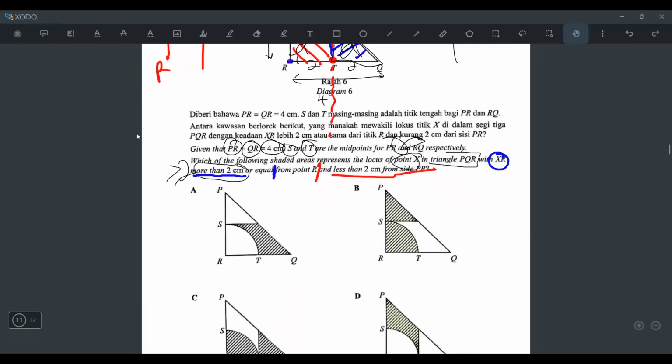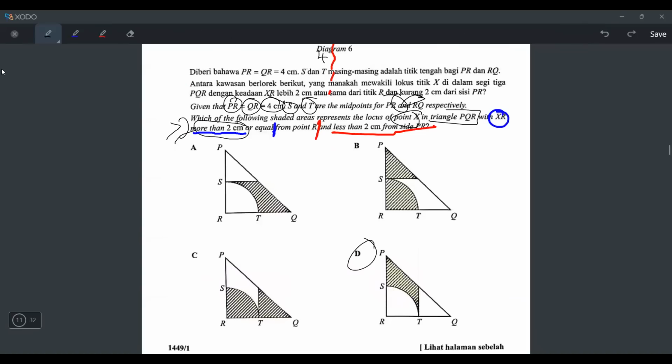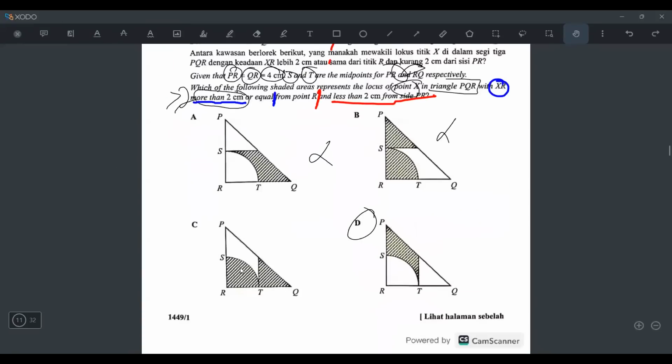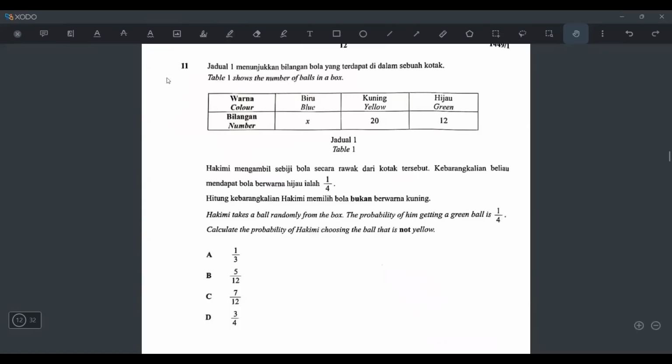So if you look at A, B, C, D, it's very clear the answer is D, right? It cannot be A. Why? Because I mentioned already this part cannot be taken. It cannot be B also because in B they shade this part, so wrong also. C also cannot, because you shade the triangle outside. So the answer is D.